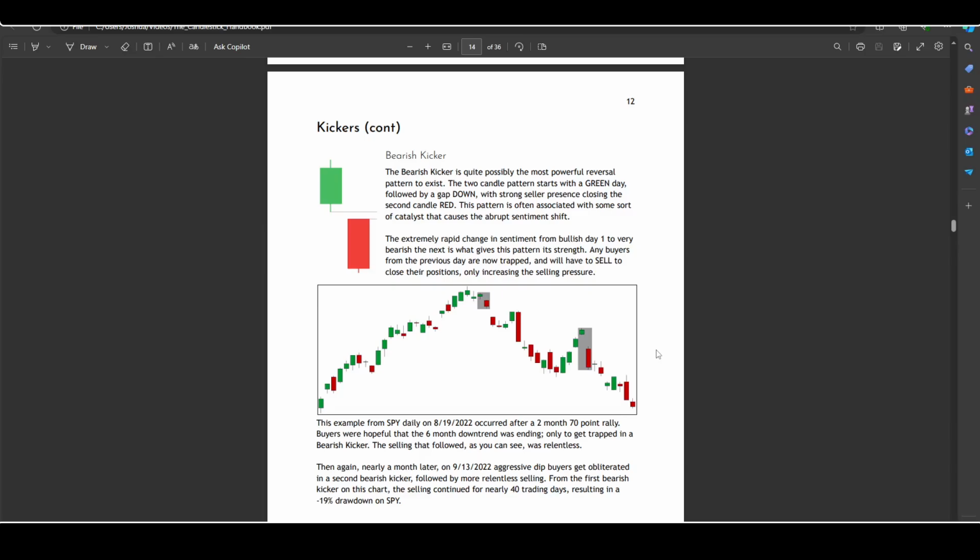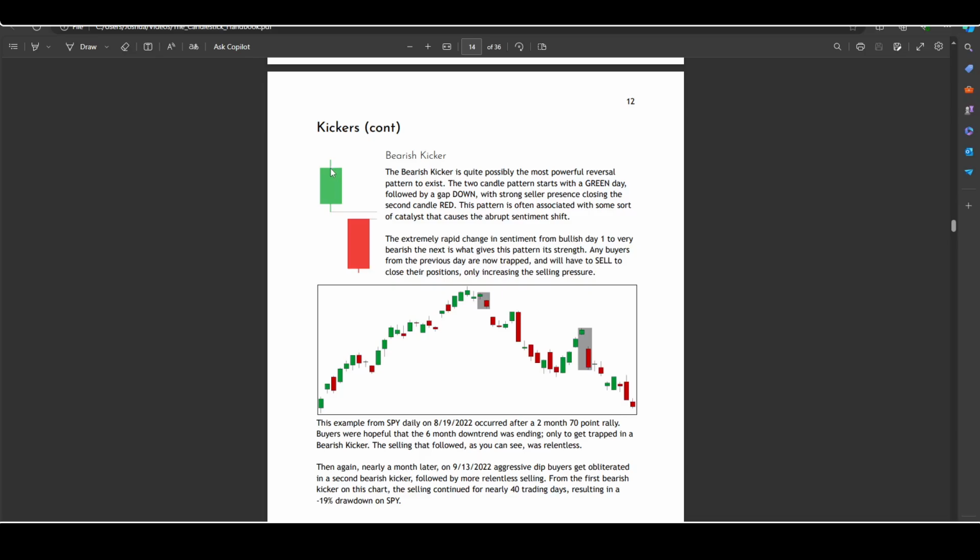Bearish kicker, sorry, I almost said bullish again. The bearish kicker is quite possibly the most powerful reversal pattern to exist. The 2-candle pattern starts with a green day followed by a gap down. So kind of like another example, except opposite. We open here and we closed all the way up here. Price rallied and closed right here.